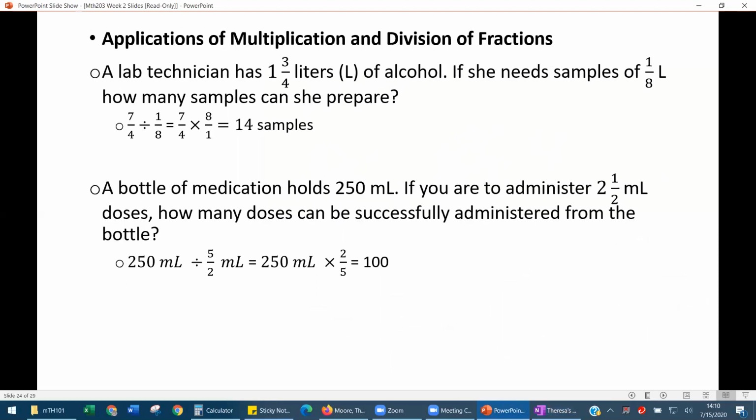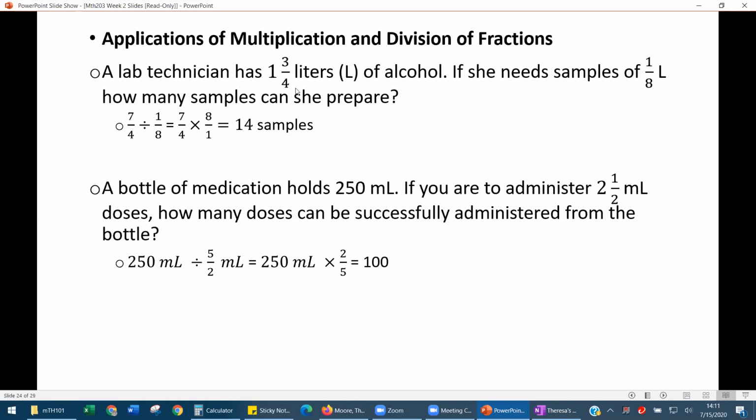Okay, so some applications of division of fractions. A lab tech has 1 3/4 liters of alcohol. If she needs to make 1/8 liter portions of this 1 3/4 liters, how many can she prepare? If we are taking this larger amount and making smaller portions, we are dividing. So 1 3/4 divided by 1/8.